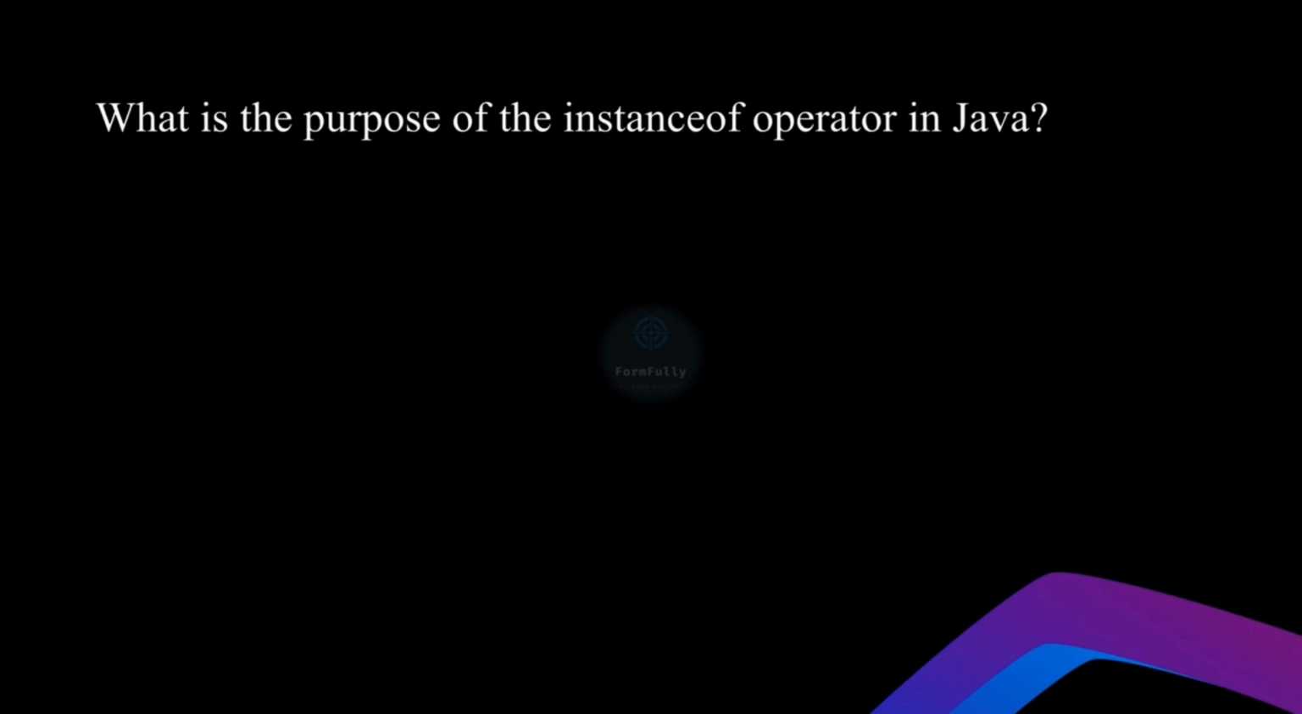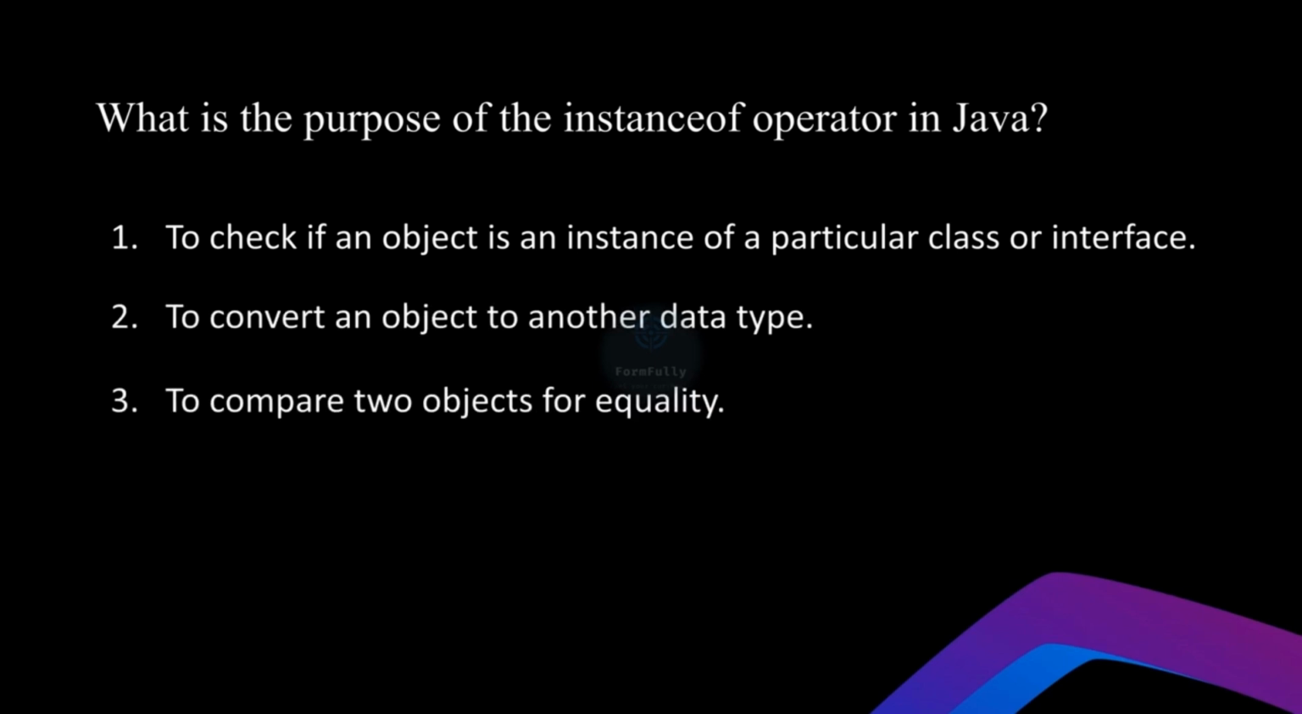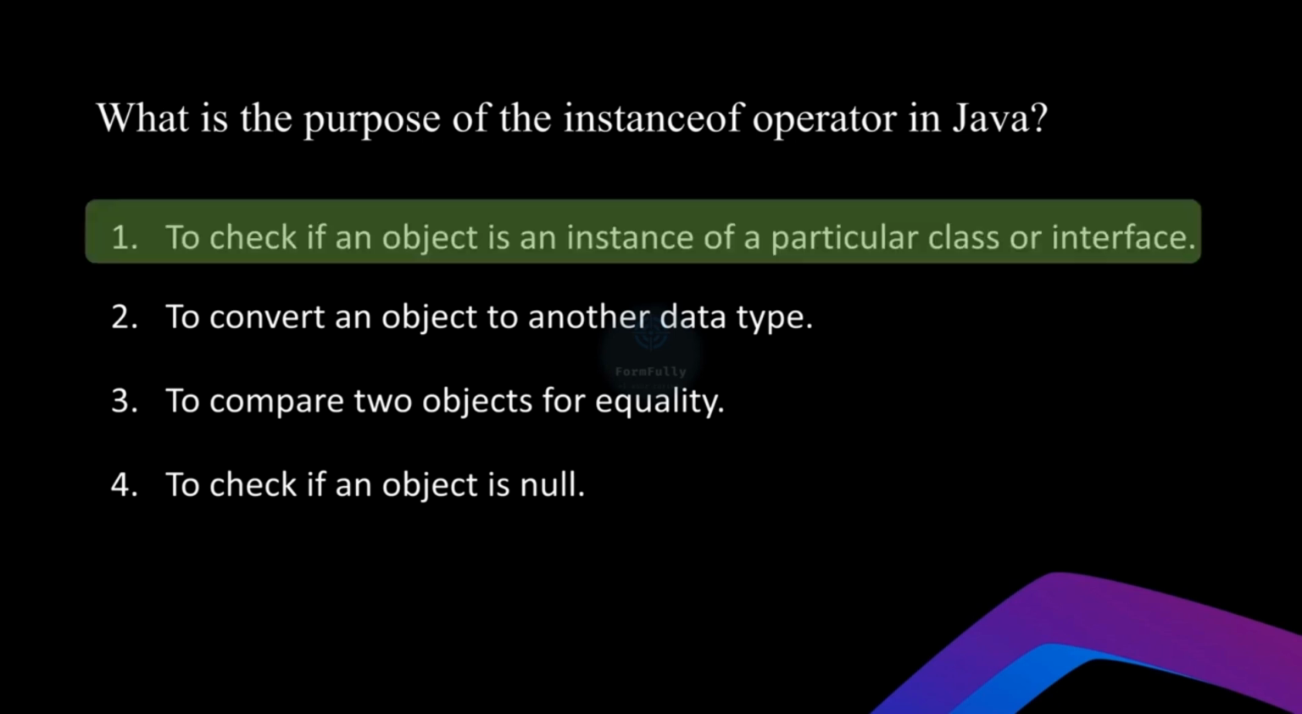Moving to the next question, what is the purpose of the instanceof operator in Java? To check if an object is an instance of a particular class or interface, to convert an object to another data type, to compare two objects for equality, to check if an object is null. The instanceof operator in Java is used to determine whether an object is an instance of a particular class, subclass, or interface. It is used for type checking and helps ensure that you are working with the correct type of object before performing certain operations.